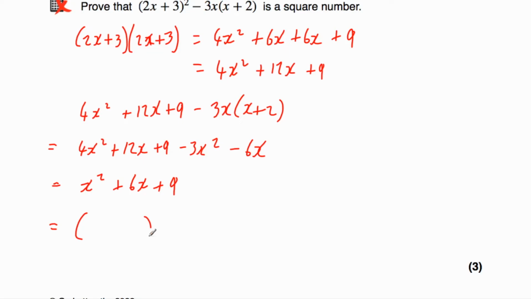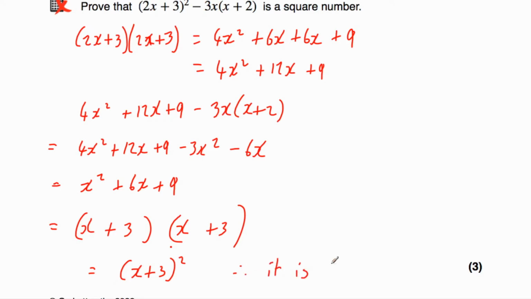So if we factorize this, we've got a quadratic, so let's factorize it: x, and two numbers that times together to be 9 and add together to be 6, that's going to be plus 3 and plus 3. And as you can see, that would be equal to x plus 3 squared. And that's it, that is a square number. Okay, let's have a look at our next question.